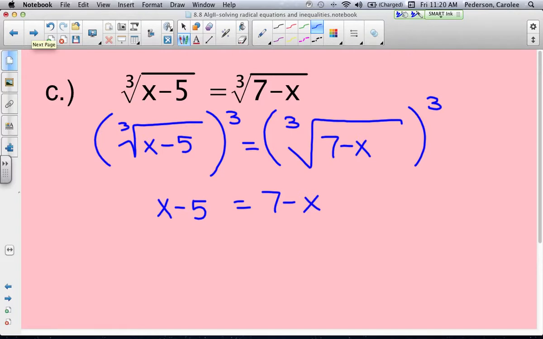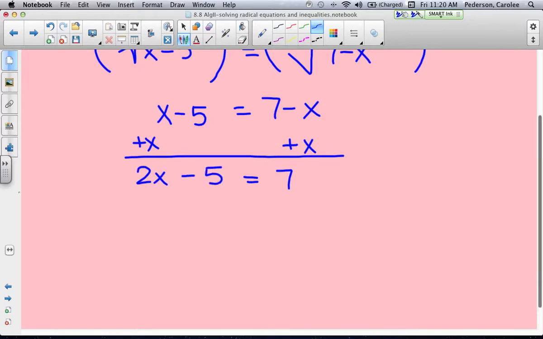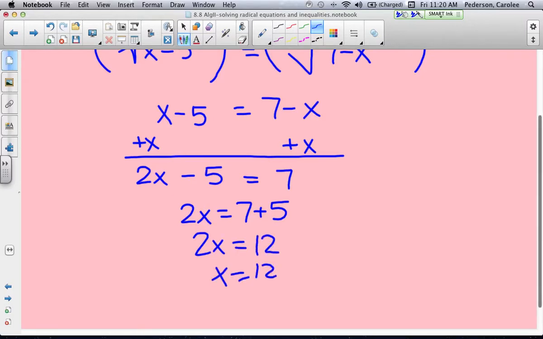Now we solve this linear equation for x by combining like terms. So I'm going to add an x to both sides to cancel the x's on the right, and then x plus x is 2x. And the next thing I'll do is add 5. 7 plus 5 is 12. And then divide by 2. And we get 12 divided by 2 is 6.